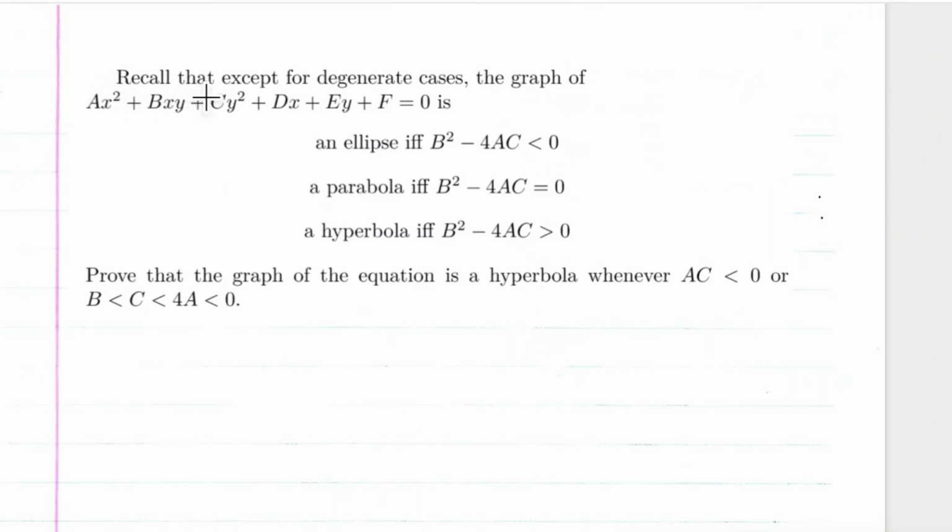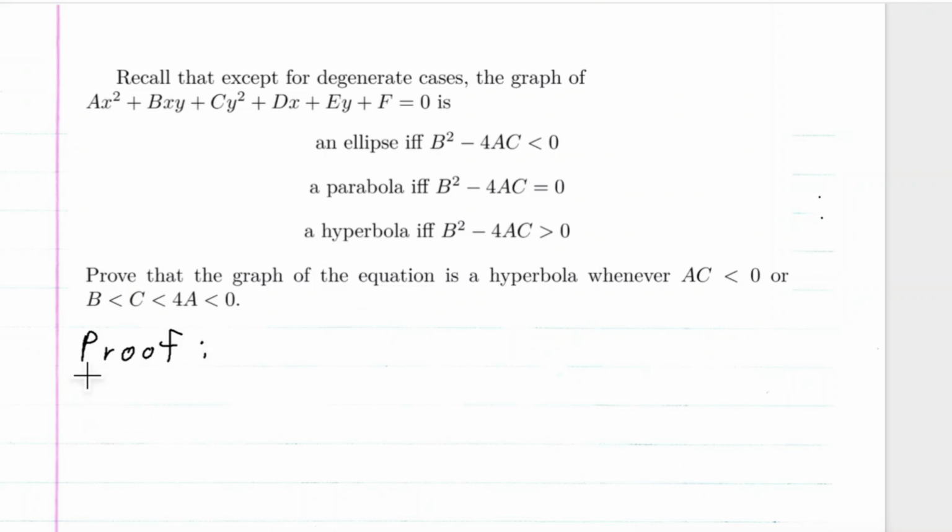Okay, so recall that except for degenerate cases, the graph of ax² + bxy + cy² + dx + ey + f = 0 is a hyperbola if and only if b² − 4ac is bigger than 0. So we want to prove that the graph of the equation is a hyperbola whenever ac is less than 0 or b is less than c, which is less than 4a, which is less than 0. So let's go ahead and start this proof.